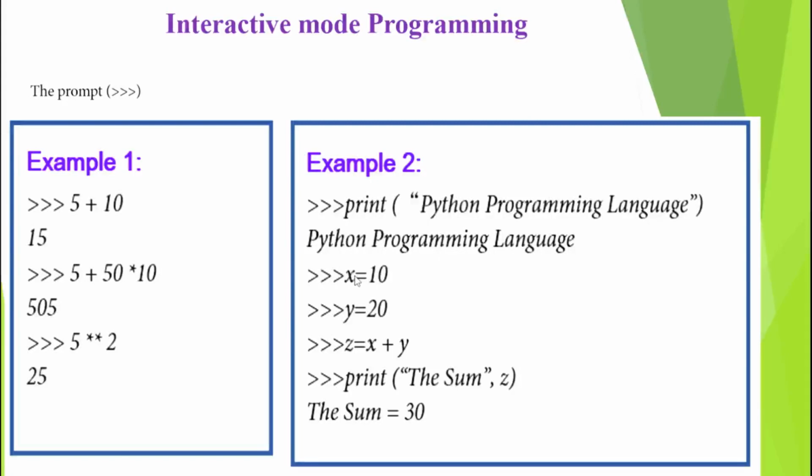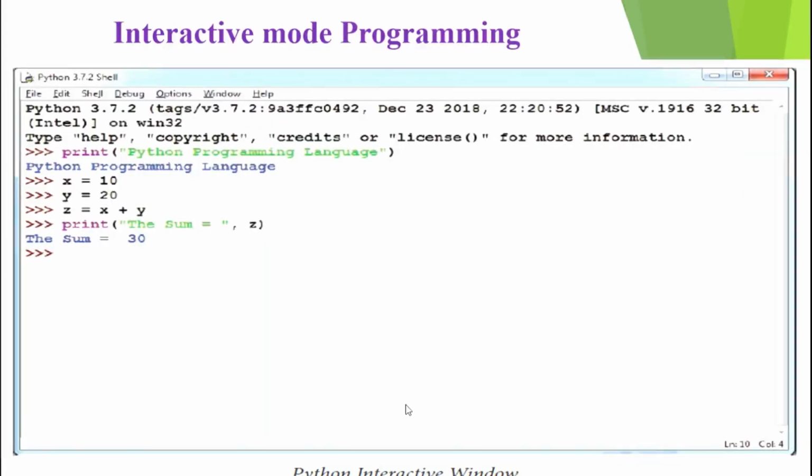After that the prompt appears again. You assign the values x equals 10 and y equals 20. Then z equals x plus y. Now I want to print the value of z in a meaningful way. So in double quotes, the sum, comma, z. After executing in interpreter mode, we get the sum equals 30. Here we are adding 10 plus 20 to get the value 30. So this is the actual interactive mode.